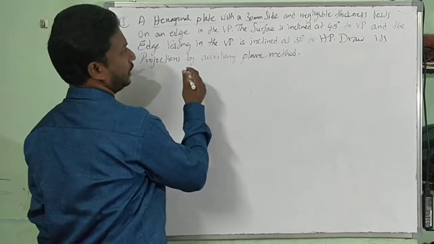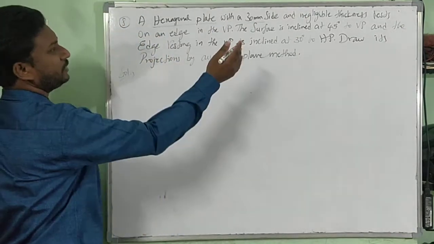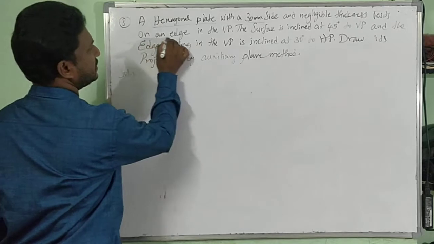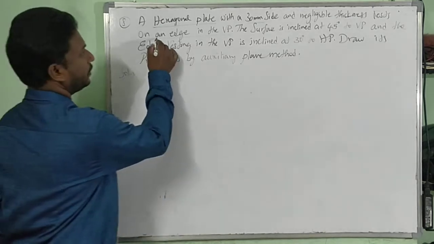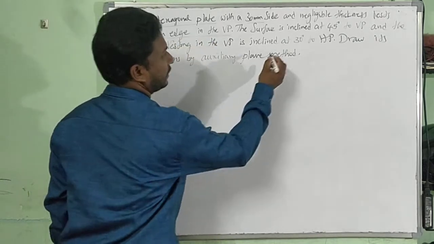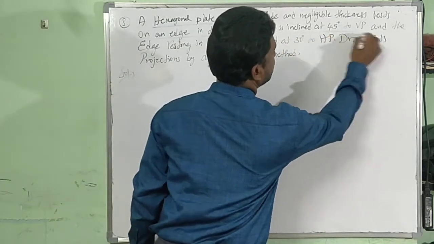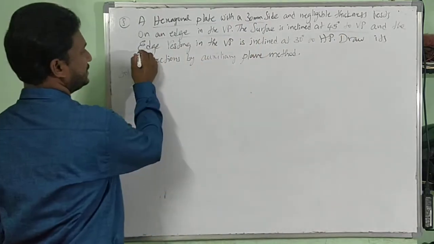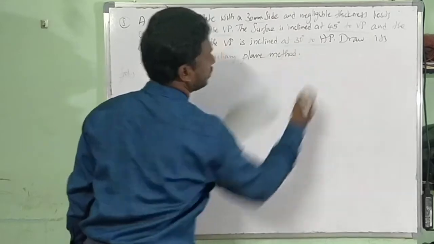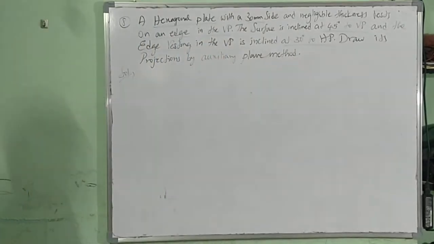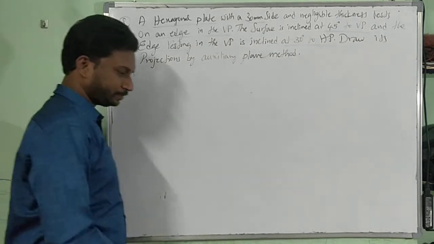See, it's a negligible thickness. It rests on an edge in the VP. Remember this, an edge in the VP. The surface is inclined at 45 degrees to VP, and the edge resting in the VP is inclined at 30 degrees to HP. The edge which is resting is inclined at 30 degrees to HP. Draw its projections by the auxiliary plane method.